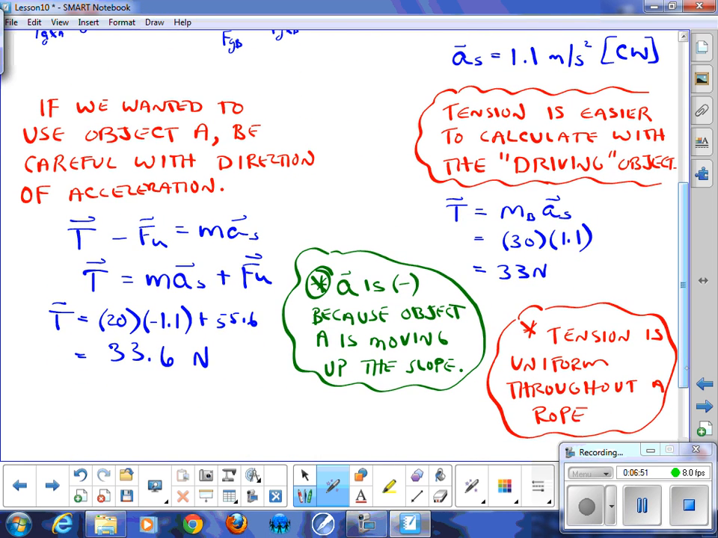Yes, you can always use the leading object to determine your tension. I just wanted to show you because I always get asked, well, what happens if I don't have the information? What happens if I want to use the trailing object? Well, it still works the exact same way.